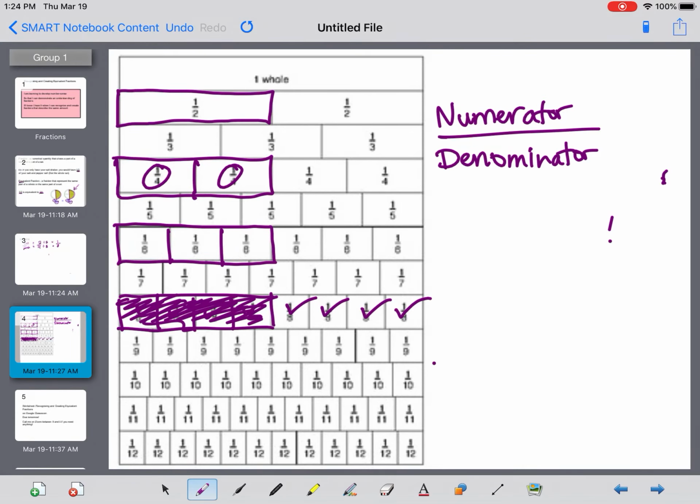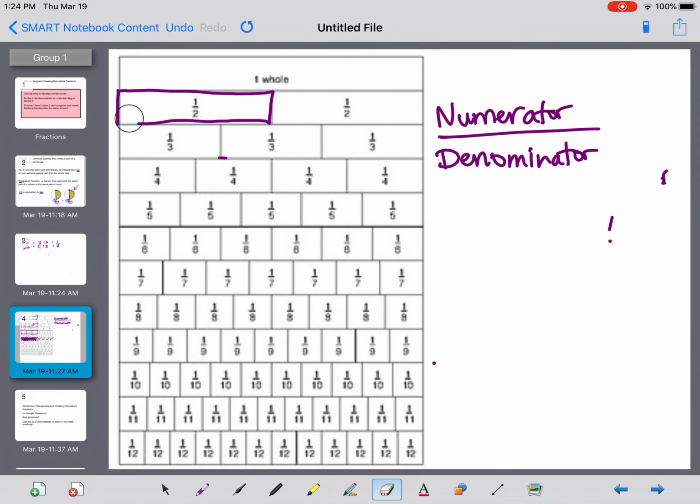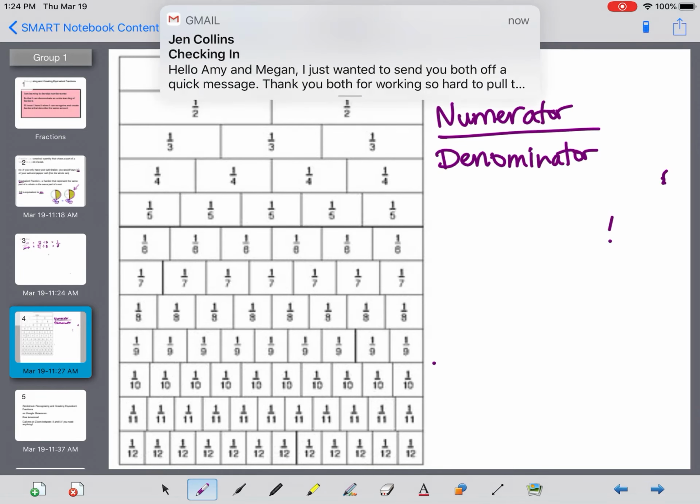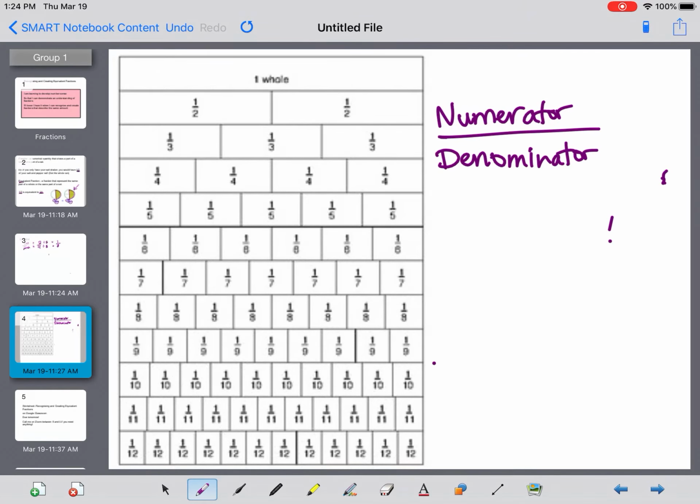Okay, so really quickly in your head, because obviously we are not able to talk to each other about this, which is unfortunate, but it's just the way it has to be, I would like you to think about what an equivalent fraction would be for 1/4. So this piece right here, what would an equivalent fraction of that be? Take a minute and think about that.